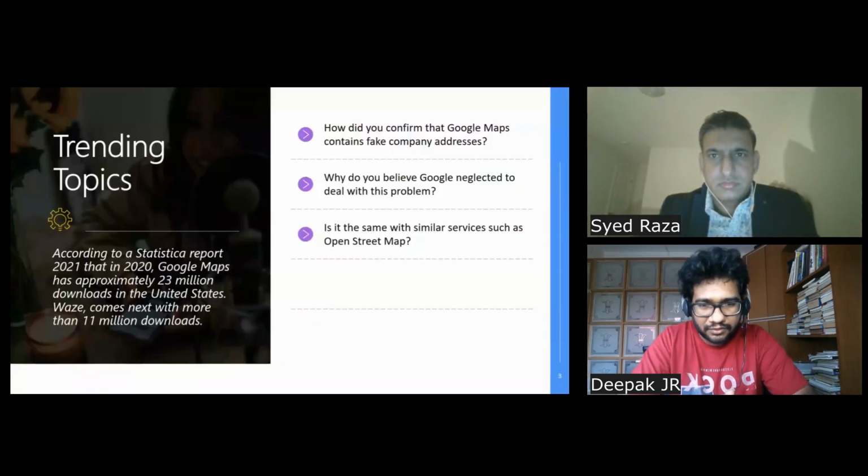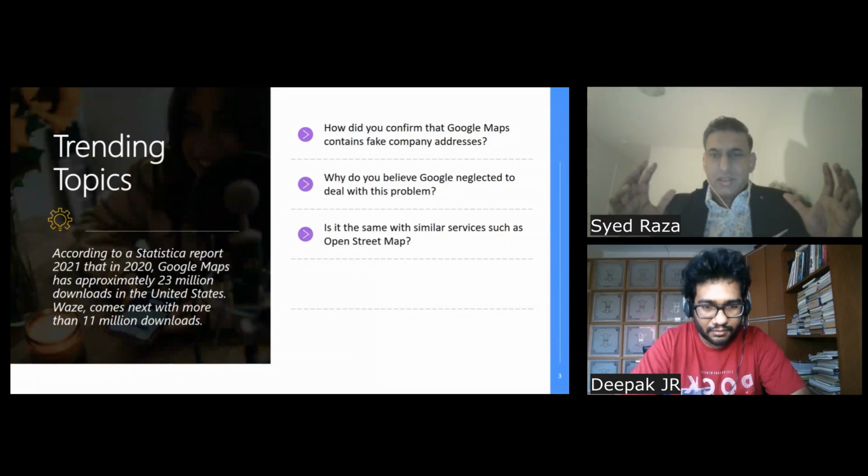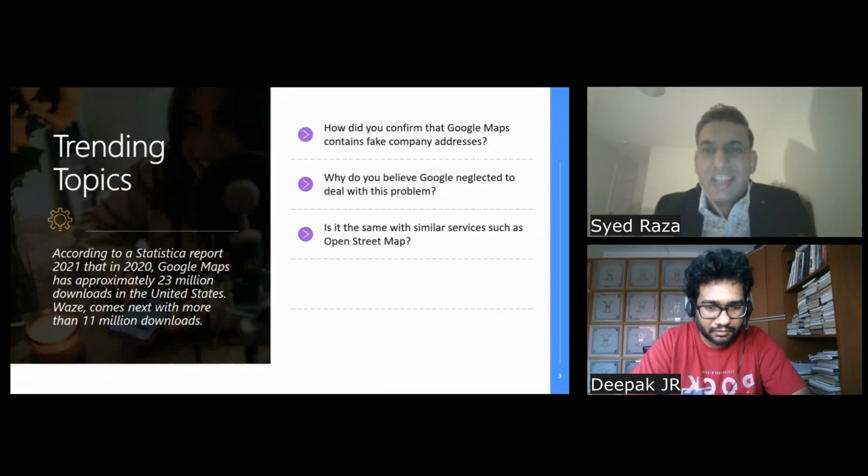So when we are talking about other services like Google Maps, have you seen this kind of behavior in similar services? Yeah, I see that OpenStreetMap also has some issues with that, but the comparison is not very direct. Google has enormous data, and OpenStreetMap has a localized kind of data. In mapping, we usually call it map vandalism. The terminology is not fake point of interest, we call it map vandalism there.